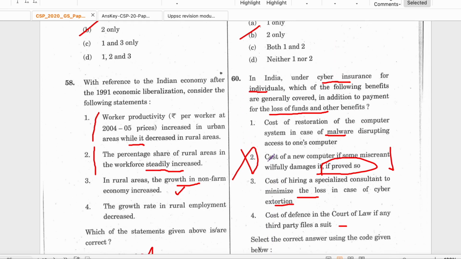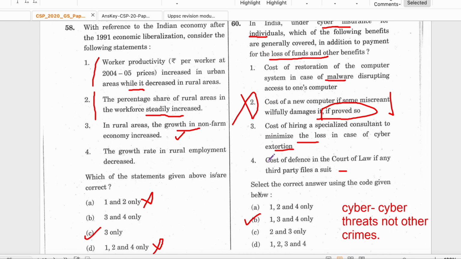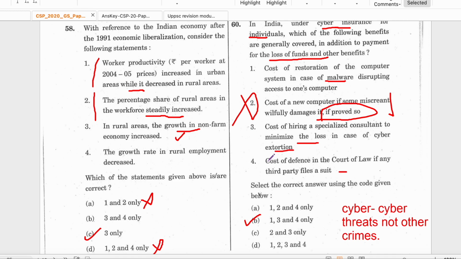Question number 58, pure logic. With reference to the Indian economy after the 1991 economic liberalization, consider the following statements. Worker productivity increased in urban areas while it decreased in rural areas. Okay, we will see ahead. The percentage share of rural areas in the workforce steadily increased. Okay. In rural areas, the growth in non-farm economy increased. Statement 4, the growth rate in rural employment decreased. Let's see now.